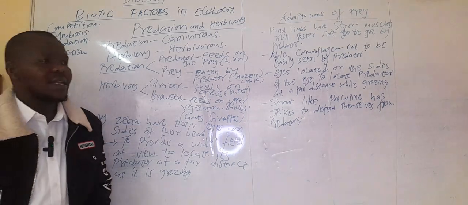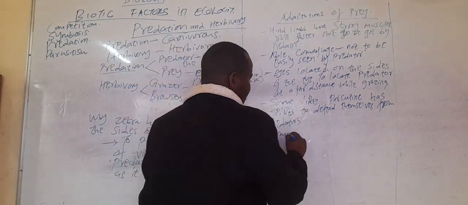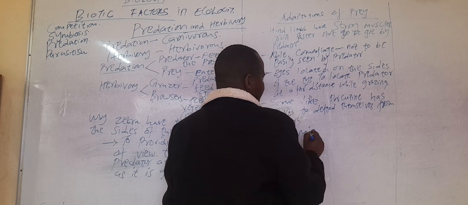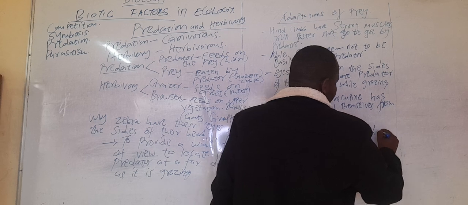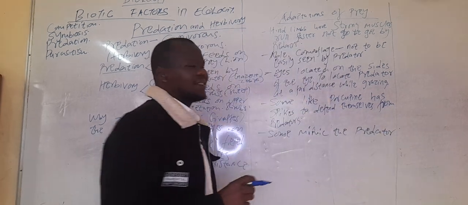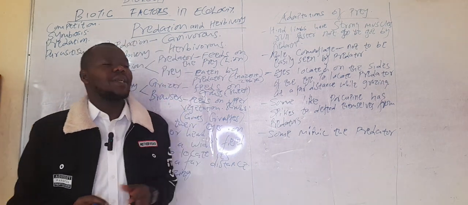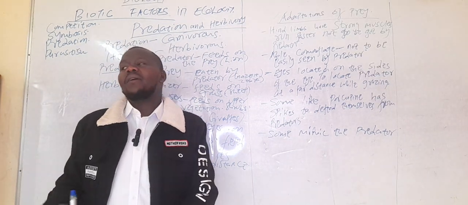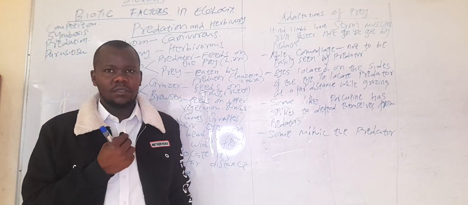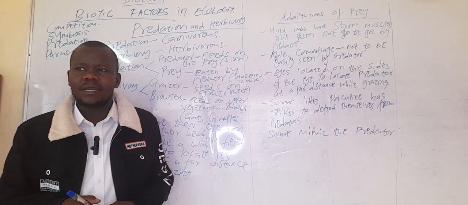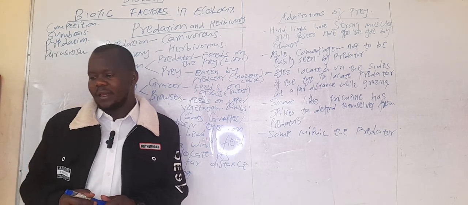Some mimic the predator. We are saying some will do what? Mimic the predator. Some, and I'm using the word some, mimic the predator. When you speak about mimicking, it's just resembling the predator. Mimicry, or it can mimic anything else. It can mimic even a leaf. It can mimic a wood, that is a stick. So it becomes sometimes unpalatable or not easily seen by the predator.